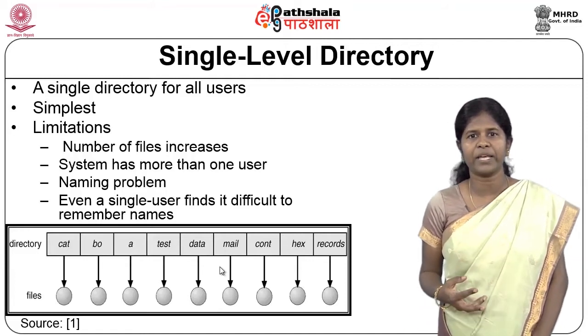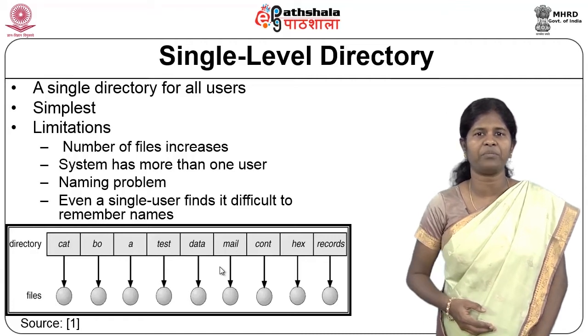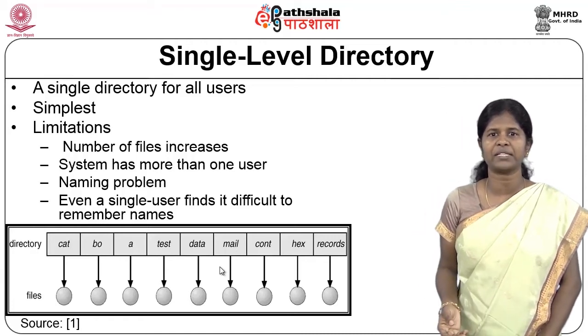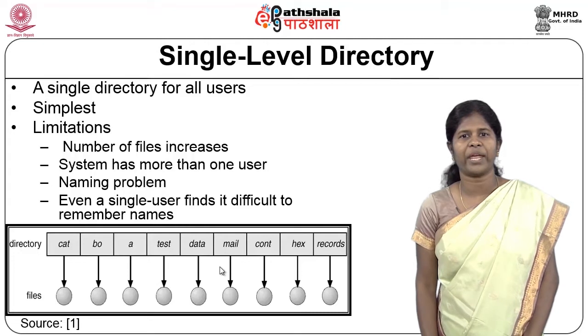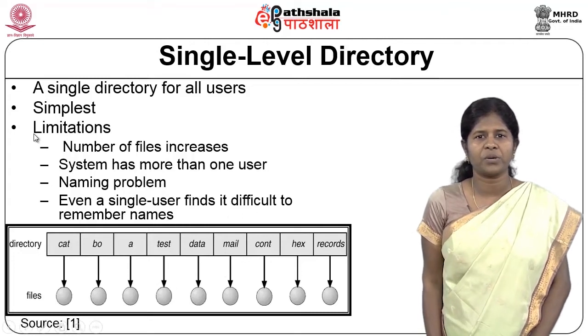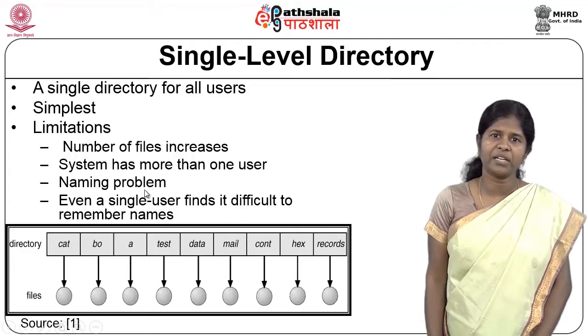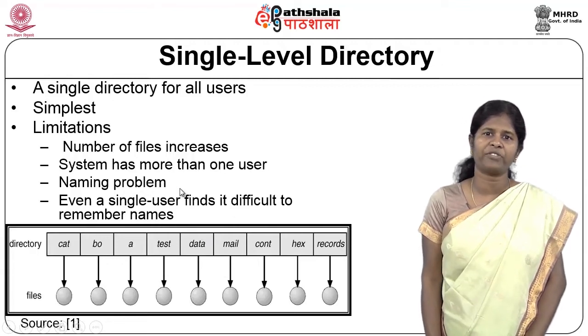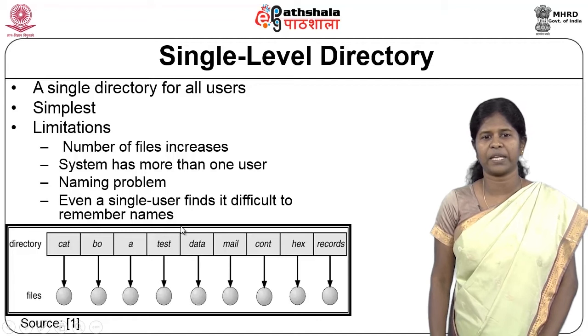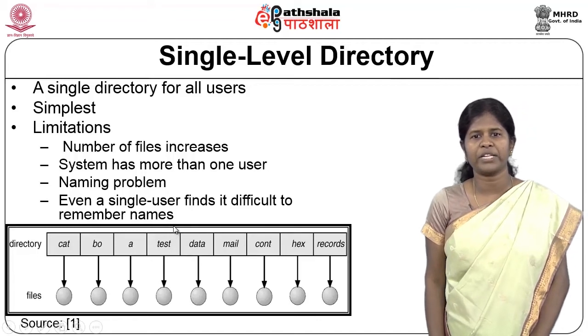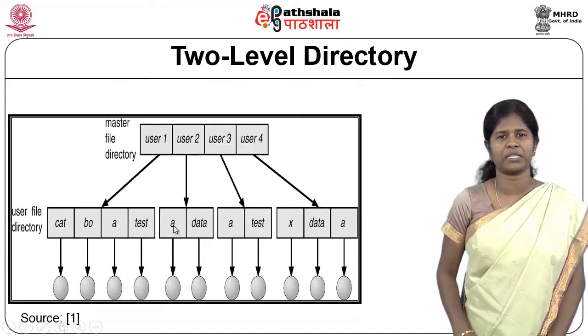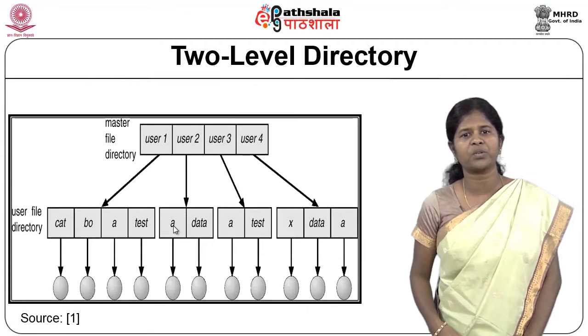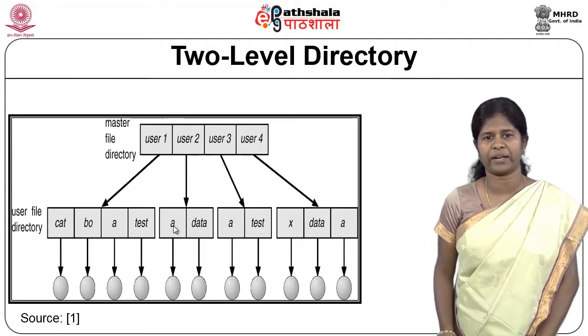Else it will be like two different users using the same name for two different files, which should not be allowed. So, naming becomes a problem. Even for a single user it becomes very difficult to remember names, because every file of his is kept under the same directory. So, they try to improvise this and go for a 2-level directory.